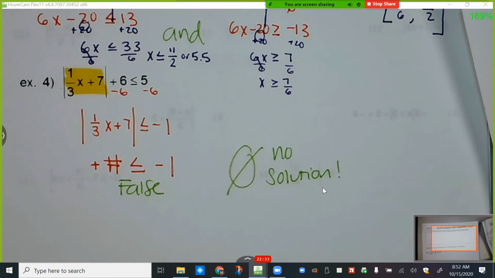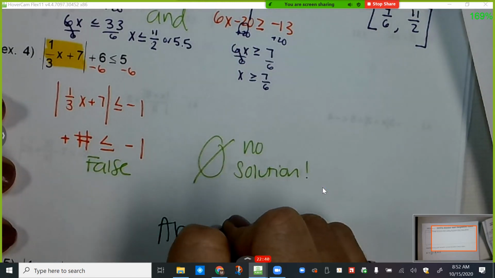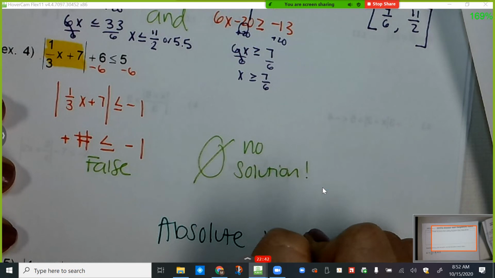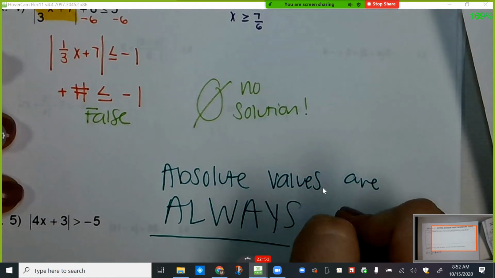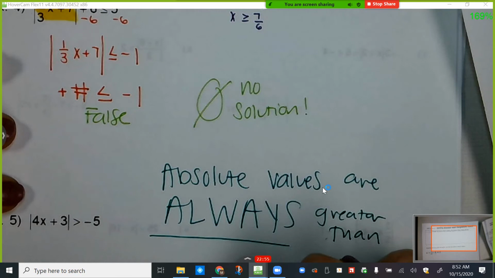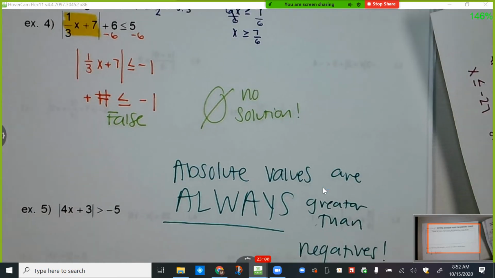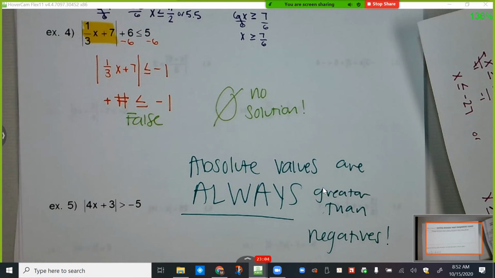Okay, absolute values are always greater than negatives. Always, always, always.